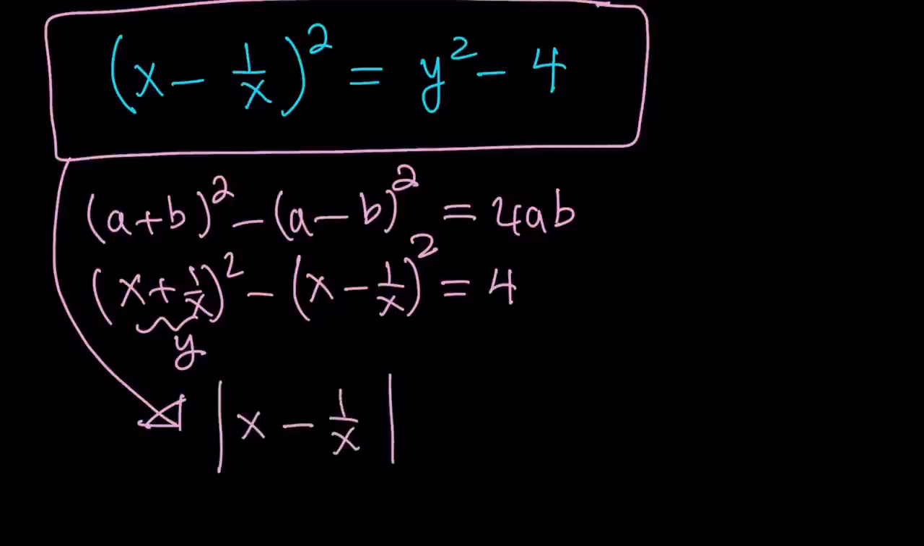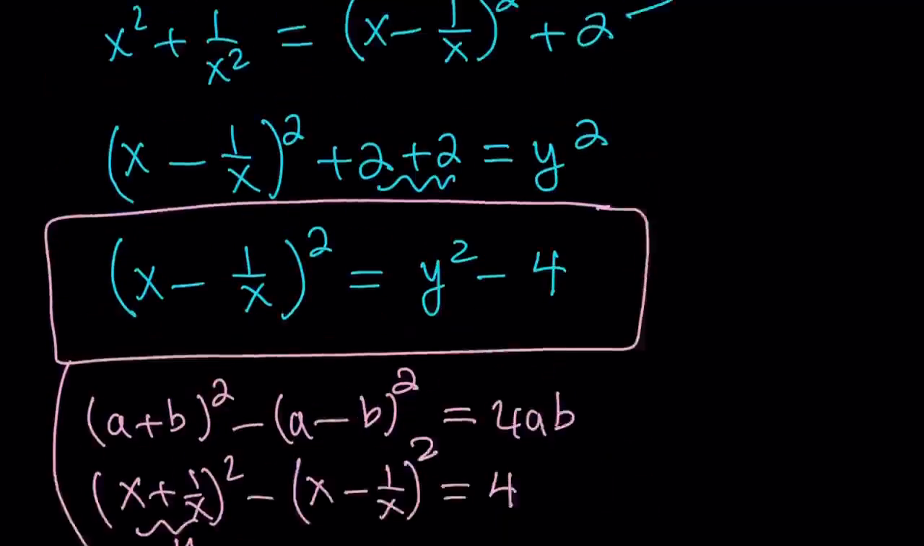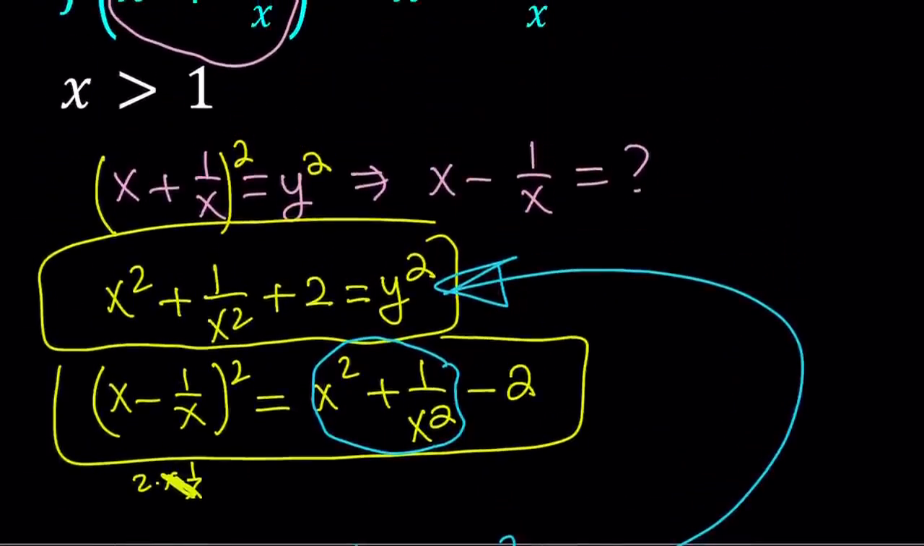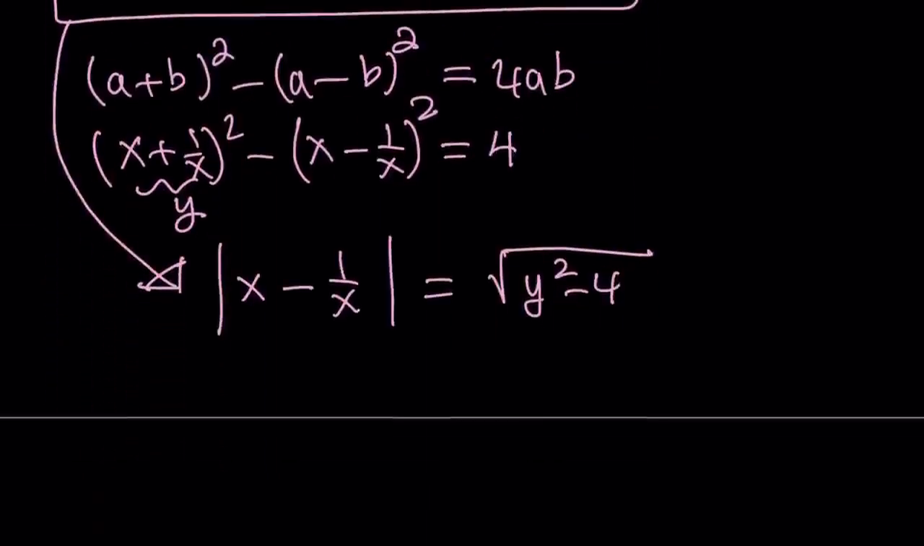Let's go ahead and use absolute value while square rooting this left-hand side. So I'm going to write absolute value of x minus 1 over x is equal to square root of y squared minus 4. It's equivalent to writing the plus minus, but this is more meaningful because now we know when it's a positive and we know when it's a negative. Remember, we were given an additional condition that x must be greater than 1.